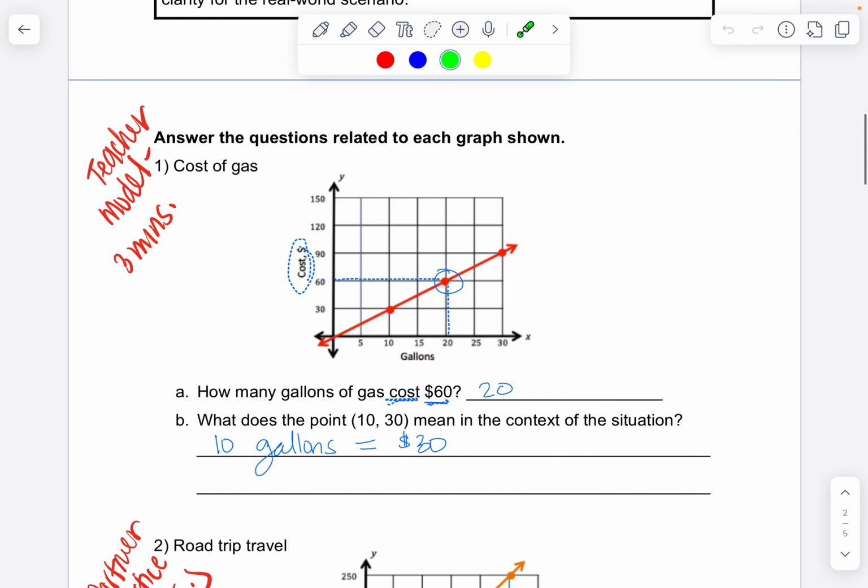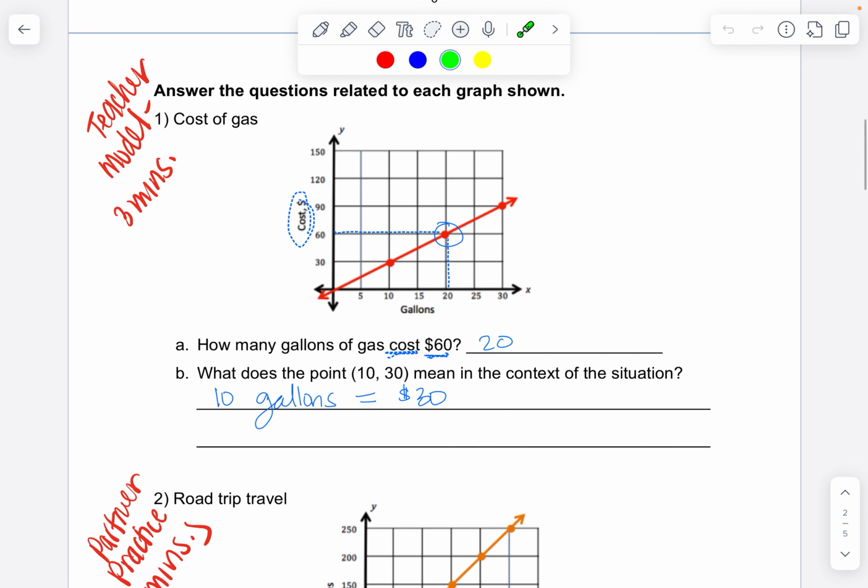You are going to spend 3 minutes modeling this first example, the cost of gas. They have given you a graph. Looking at it already, we see it's a straight line. We see that it also passes through the origin. I can tell this is a proportional relationship. That is a question that you can ask the students: does this graph show a proportional relationship? Yes or no? The kids should say yes.